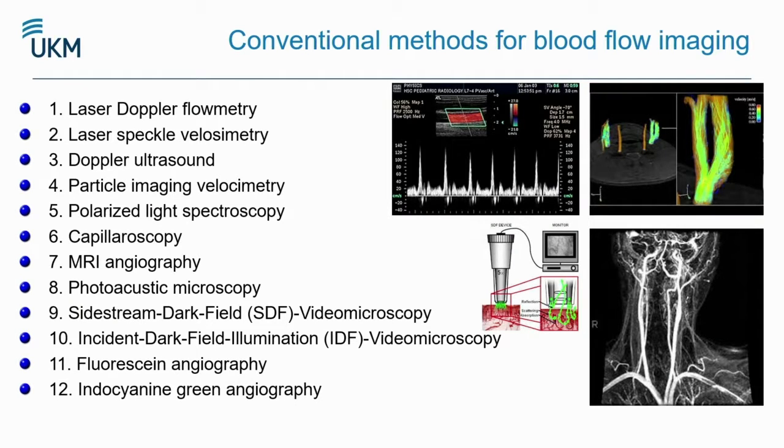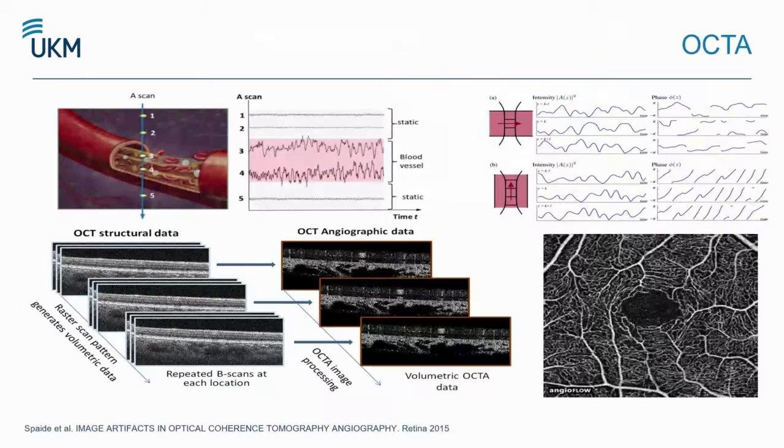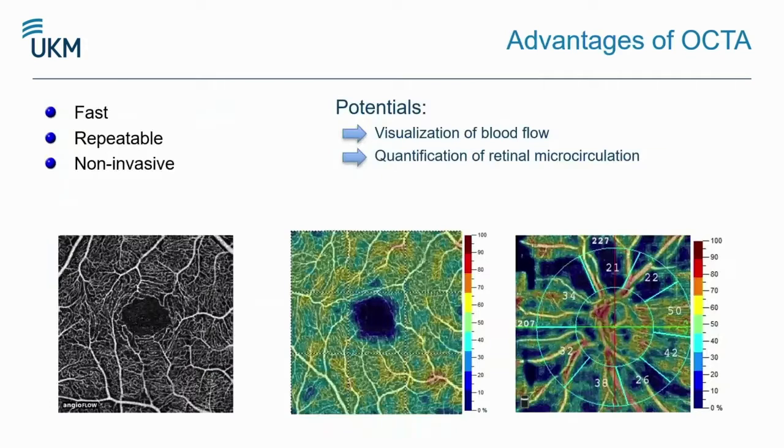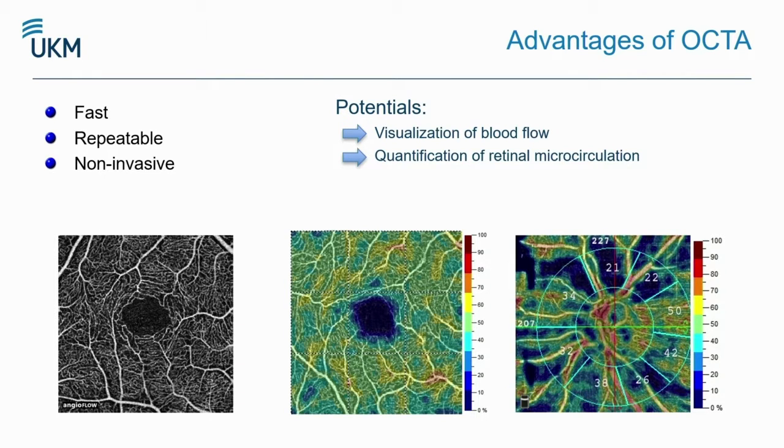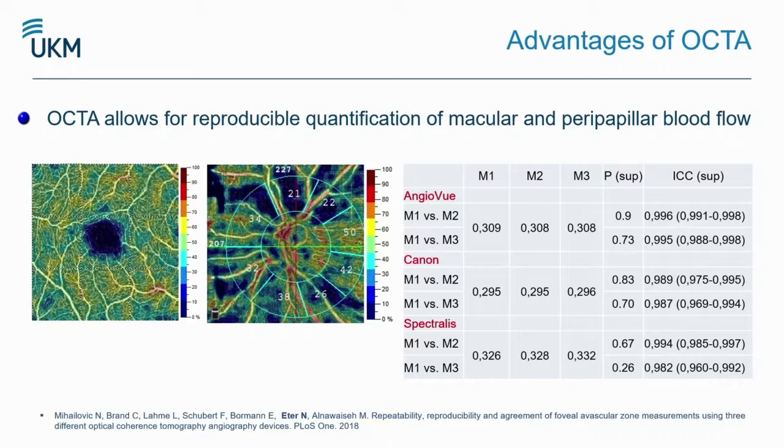Several techniques have been developed for blood flow imaging and analysis of microcirculation. Optical coherence tomography is a new method that detects movement of fluid within vasculature. It's fast, repeatable, non-invasive, and its potentials are not only visualization of blood flow, but also quantification of retinal microcirculation.